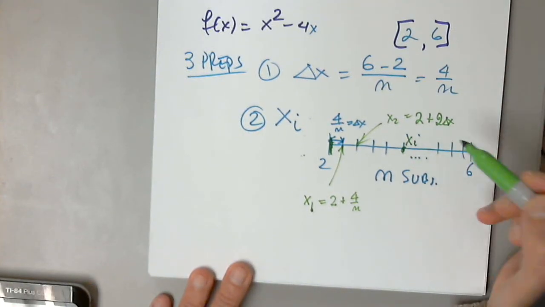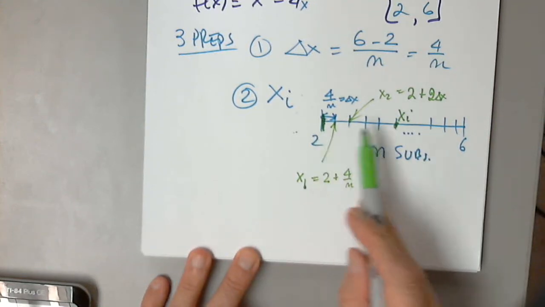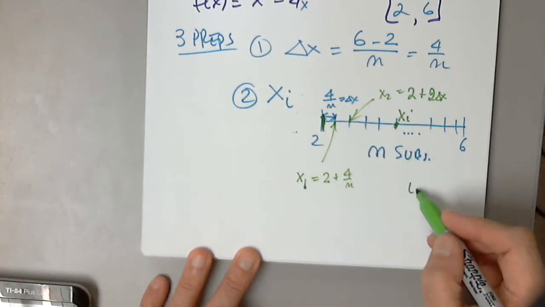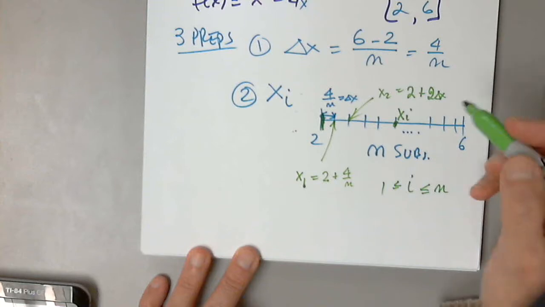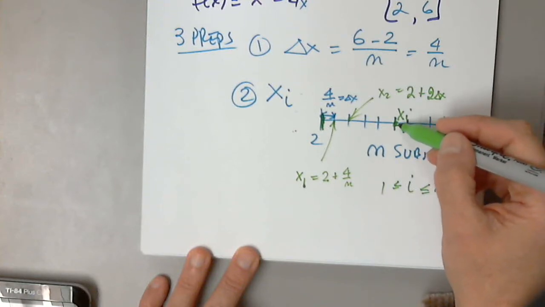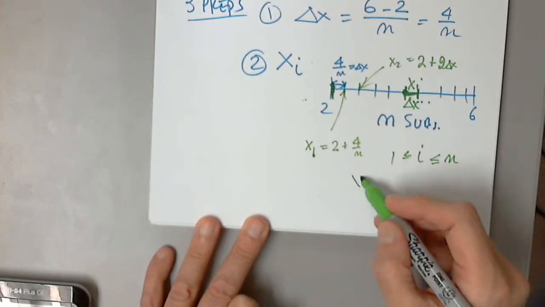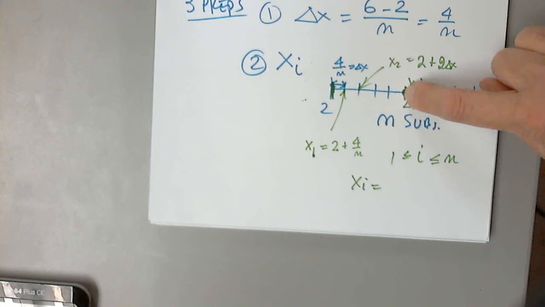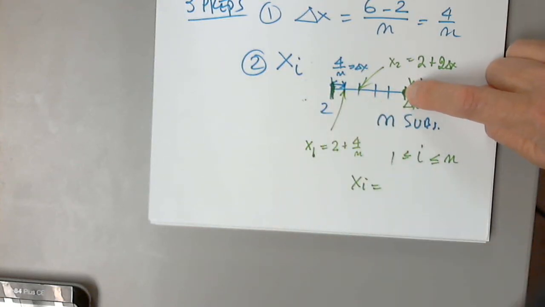Let's say I got to xi, the ith interval. I goes from the first subinterval to the last subinterval, right? So i is between 1 and n. So I got to this subinterval now. This is delta x. So I would like to determine xi. What will you write for xi? Xi, this point, is 2 plus how many delta x's?